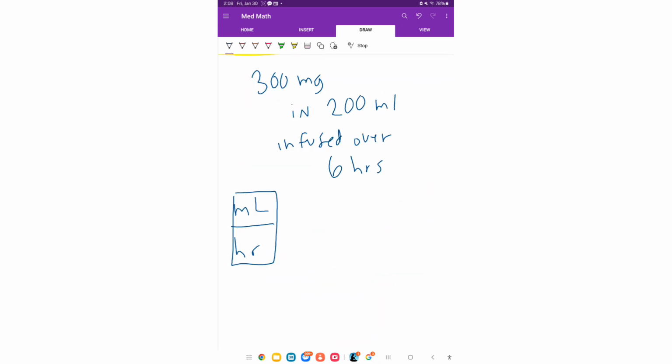Okay, here's another one that may be confusing when initially reading it. The question asks, the order is for ascorbic acid, 300 milligrams and 200 milliliters. So we have the dosage and then we have the volume. So 300 milligrams and 200 milliliters of normal saline to be infused over 6 hours. How many milliliters per hour? So I know this is the answer that I should have, the units in. How many milliliters per hour should the IV infusion pump be programmed for?